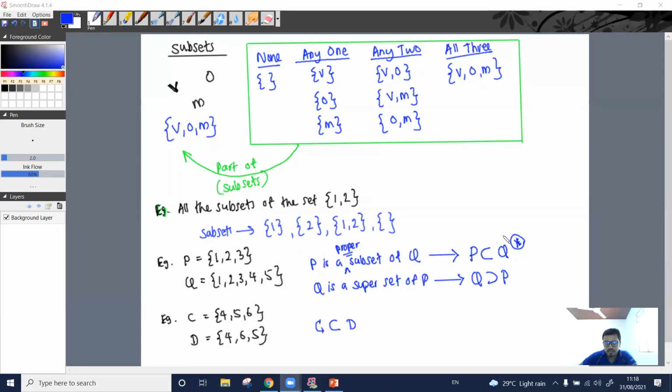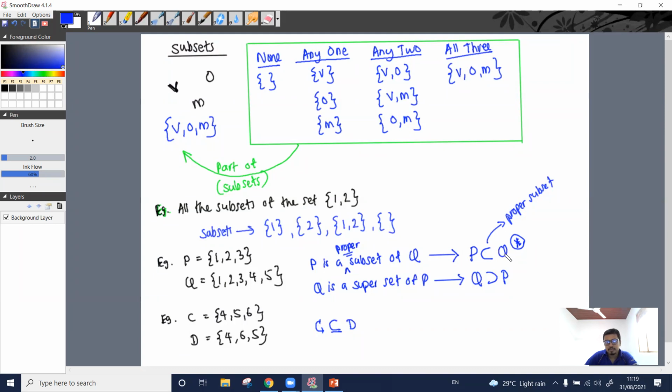If we use this symbol, what does it mean? Proper subset. It means apart from the elements in P, there are some additional elements in set Q. So here, it would mean apart from the elements in set C, there are some additional elements in set D. But in this case, it is not so. The elements are the same. Therefore, it is merely a subset. Then we use this sign. C is a subset of D.